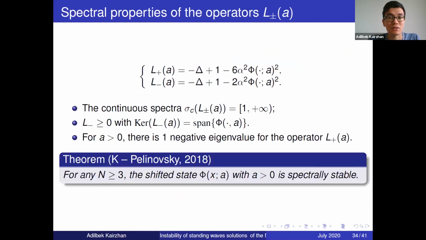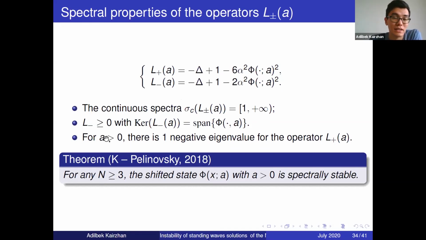Okay, and now the L plus and L minus operators, which we worked with previously in the half-soliton case, now depend on a, and the dependence on a is incorporated over here, since our shifted state f depends on a. But anyway, since it's a C-H function, it also decays exponentially at infinity. The continuous spectrum remains the same. L minus has the same properties. It's non-negative with the kernel given by the shifted state.